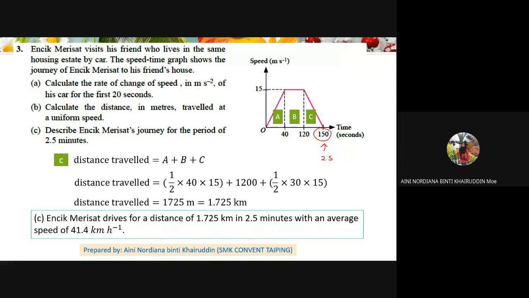This working was not shown. If you show the working, it is even better. Average speed, yes. Total distance over total time taken to get this answer.